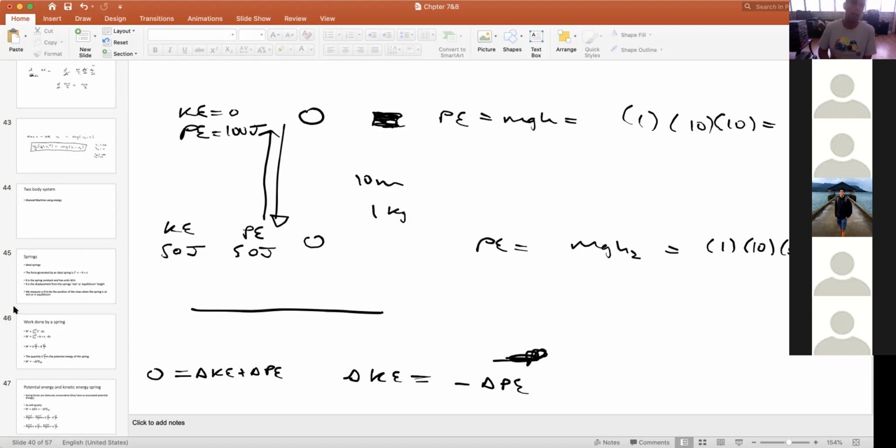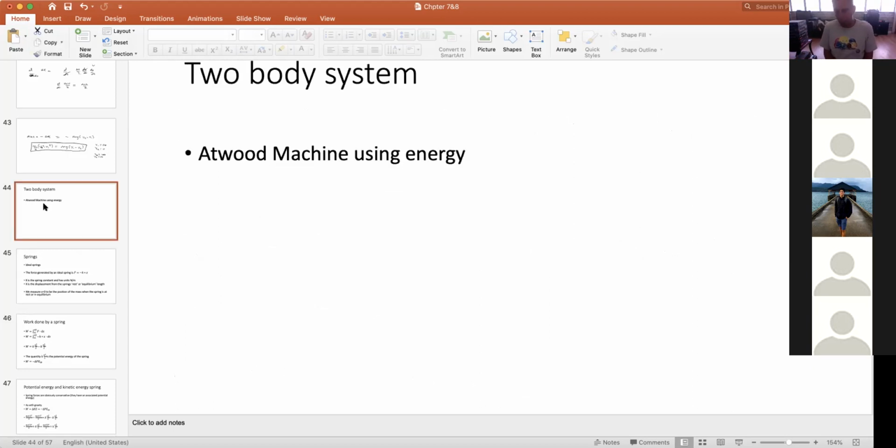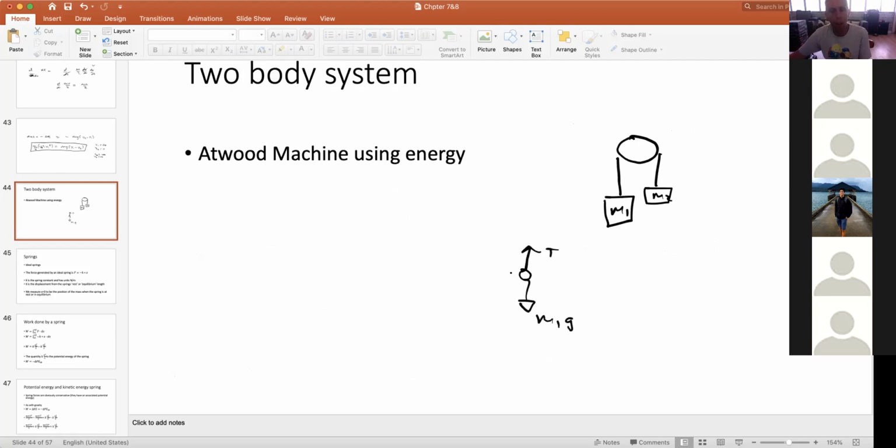It's weird, I know. Let's talk about this with respect to an Atwood machine using energy. We didn't have this on the test, but an Atwood machine was 2 masses over a pulley. And the idea here was that we could draw the free body diagram. If this is a massless pulley, let's say that M1's going to drop and M2 is going to rise.